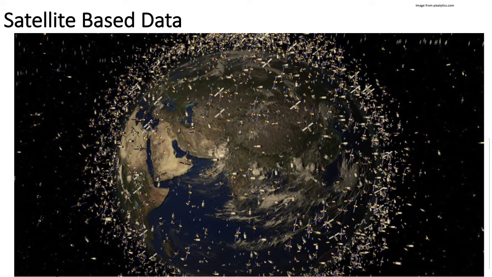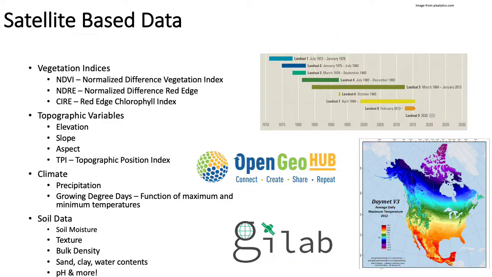Additionally, there's a tremendous amount of satellites that are orbiting the Earth, which are gathering data all the time. And so we can use that to gather information about farms at different temporal and spatial frequencies, and gather things like vegetation indices, like I was showing NDVI before. We can calculate other greenness measures like NDRE and CIRE. And these satellites also measure things like topographic variables, such as elevation, slope, aspect, topographic position index, which is just a measure of the amount of mounds and divots in fields. And we also get climate data, such as precipitation and temperature, from which we can calculate growing degree days.